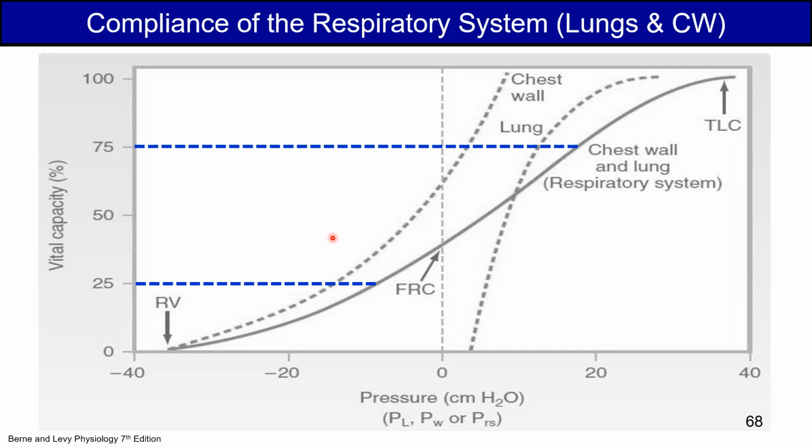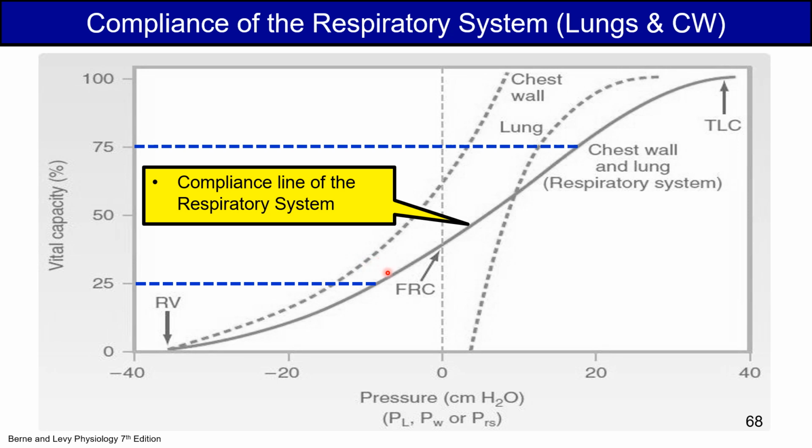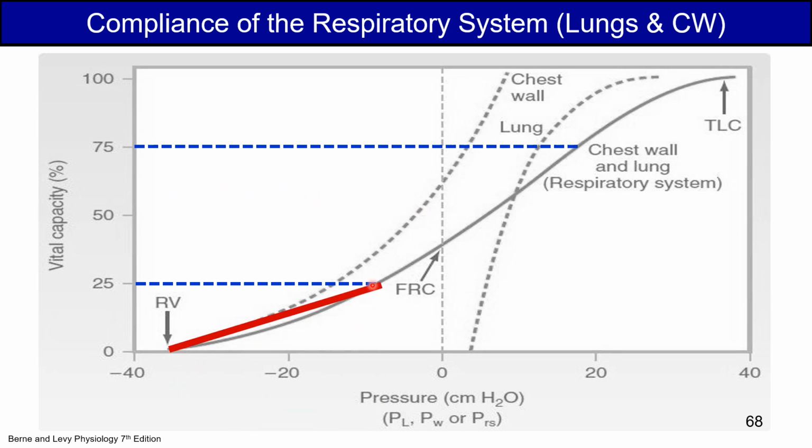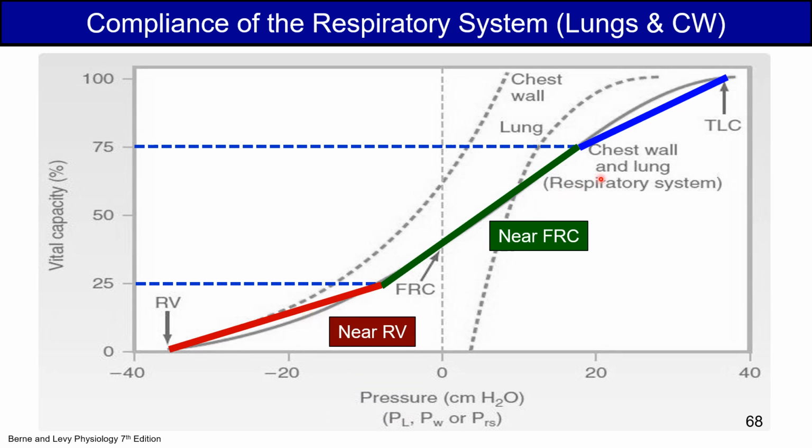So we end up with this figure here. So this is the compliance line of the respiratory system. We're going to represent this portion from 0 to 25% by drawing a straight line, this portion from 25 to 75 by drawing another straight line, and from 75 to 100% by drawing another straight line here. Now this one is near FRC. The red one is near residual volume, while the blue one is near TLC.